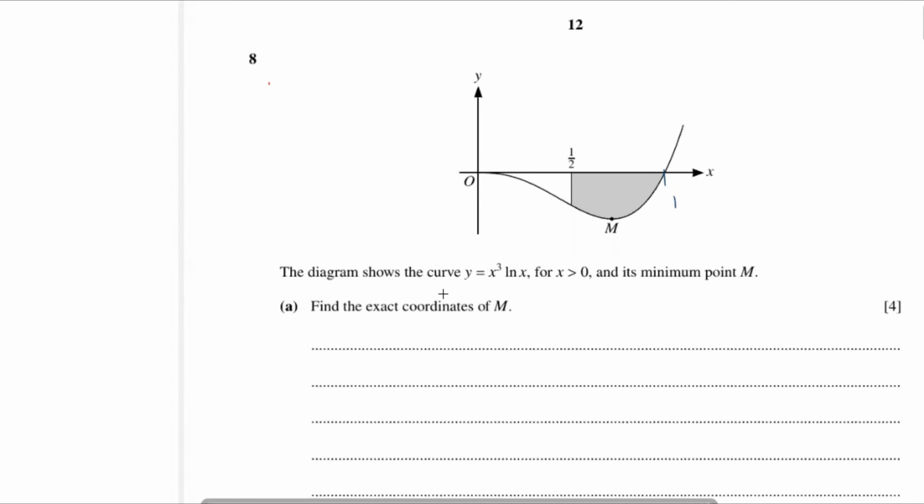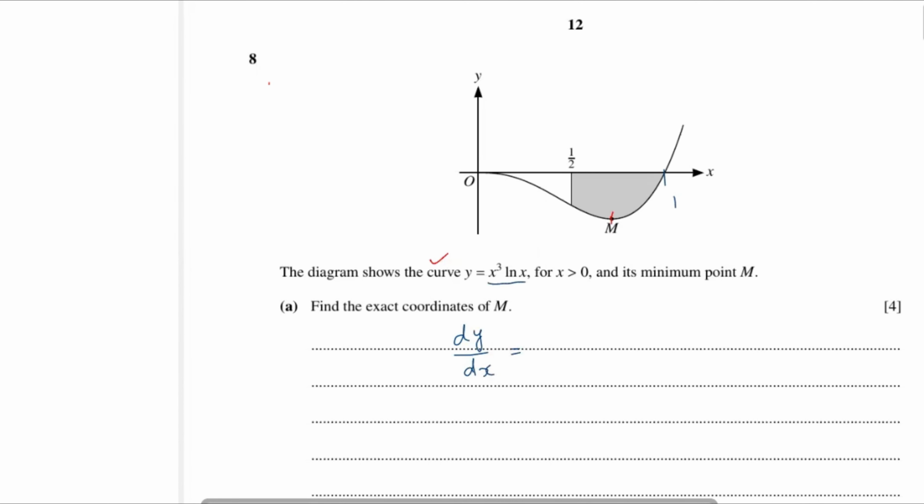Question 8. The diagram shows the curve y equal to x cubed ln x for x greater than 0 and its minimum point M. Find the exact coordinates of M. Now, this is the turning point of the curve. At the turning point of the curve, the gradient will be 0. We can find the gradient by taking the derivative dy over dx.